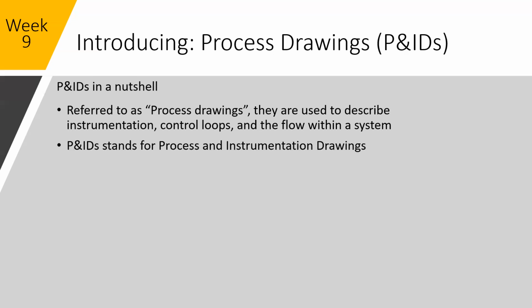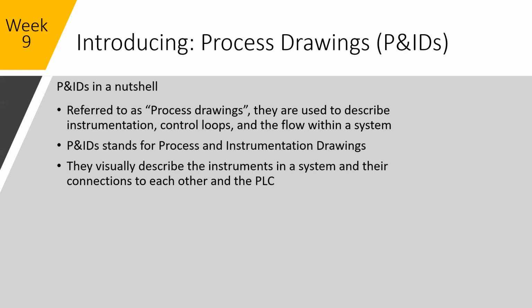P&ID stands for process and instrumentation drawings, and they visually describe the instruments in a system and their connection to each other, as well as to PLCs, and interconnection between panels. They can also show.